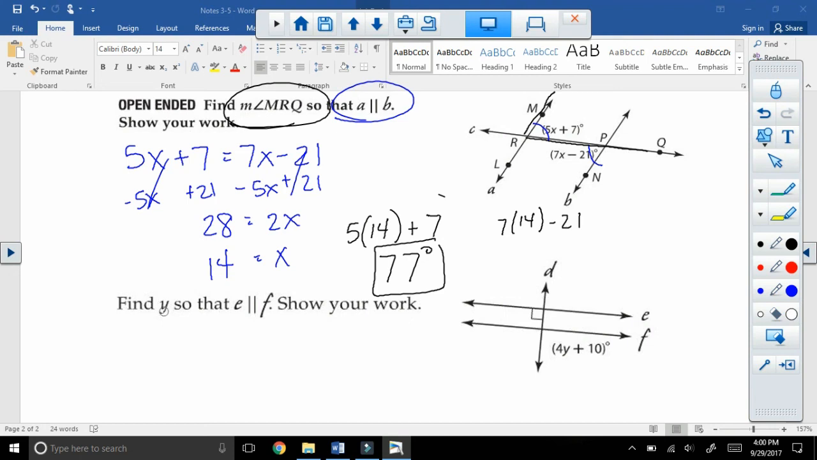For this last one here, they just want me to find y, so I don't need to plug it back in. So that E is parallel to F. Well, because this is a 90-degree angle, these would both have to be perpendicular for these lines to be parallel. So 4y plus 10 would have to equal 90. So that would mean 4y would equal 80, or y would equal 20.